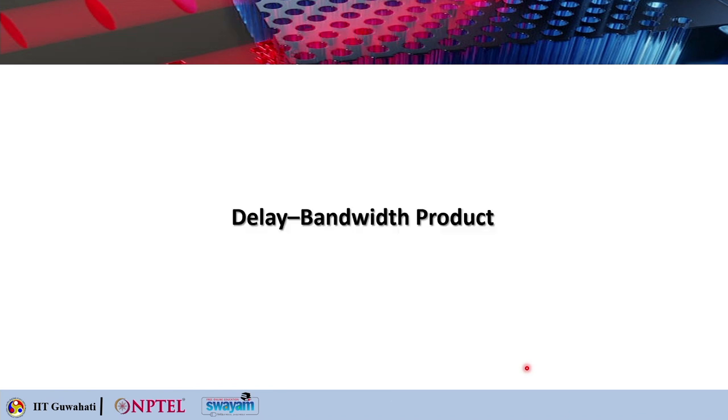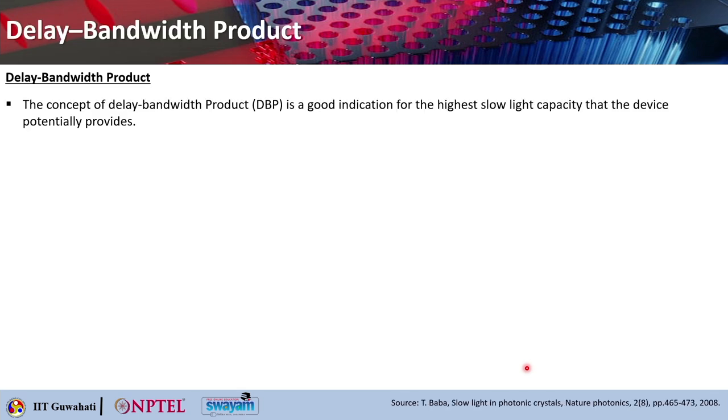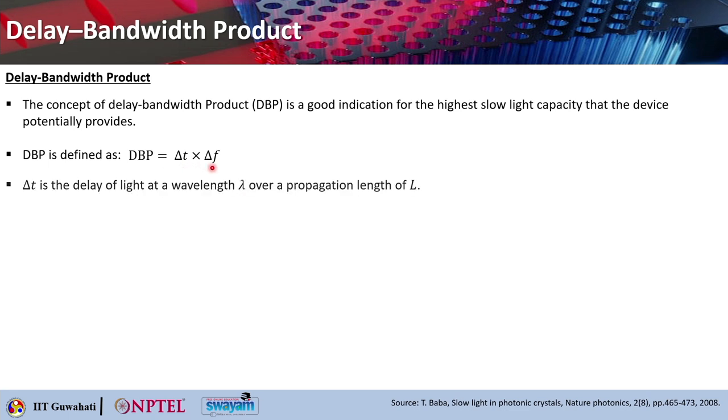Now we look into the calculation of delay bandwidth product in more detail. The concept of delay bandwidth product is a good indication of the highest slow light capacity that the device could potentially provide. DBP can be calculated as delay times bandwidth, that is delta T times delta F. Here delta T is the delay of light at a wavelength lambda over a propagation length of L.